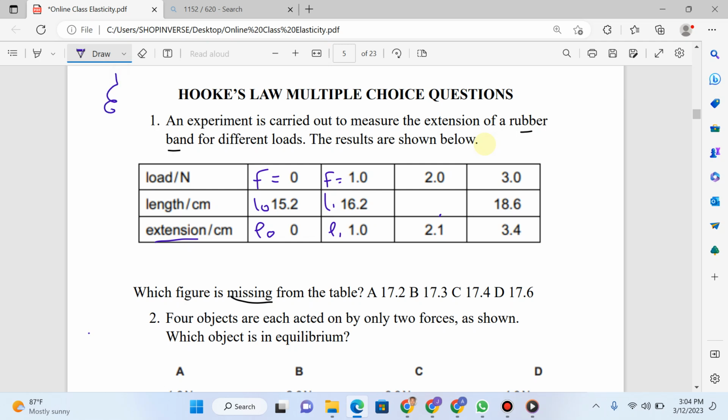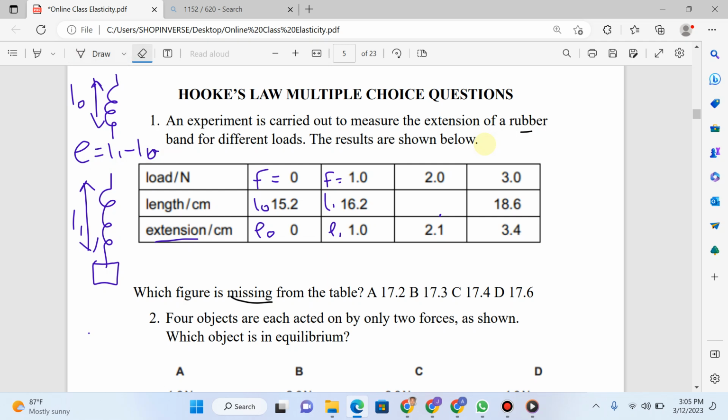So this is the initial spring, and then this is the spring after it has been pulled down by a force. This is the initial length L naught, and this is the new length L1. So how do you get the extension? You take the difference. E equals L1 minus L0. That's how you get the extension of the spring.